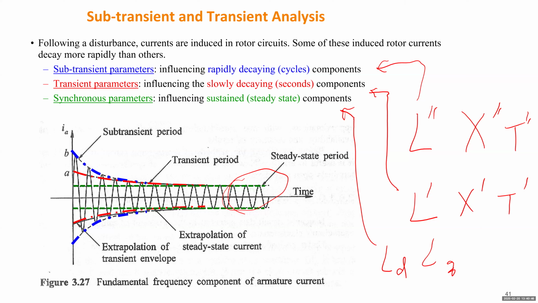For instance, if you want to study subtransient dynamics, which happen within the first 0.1 second, we can utilize the double prime parameters, such as L double prime and T double prime, to do the calculation. But if you want to jump over the subtransient period and study transient dynamics, we can select the parameters with single prime. That can make our calculation much simpler.